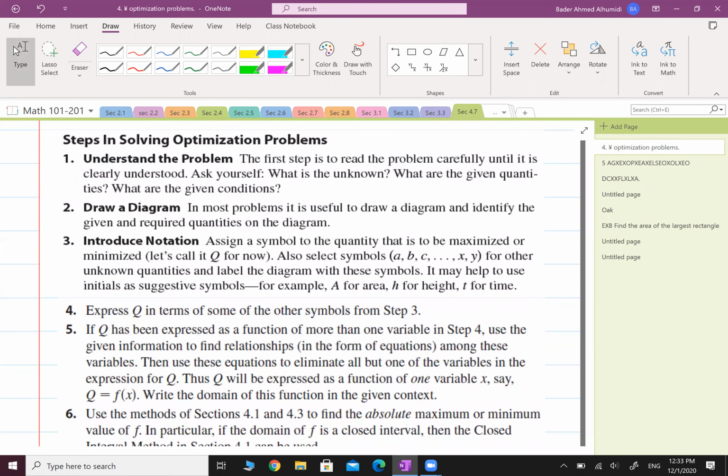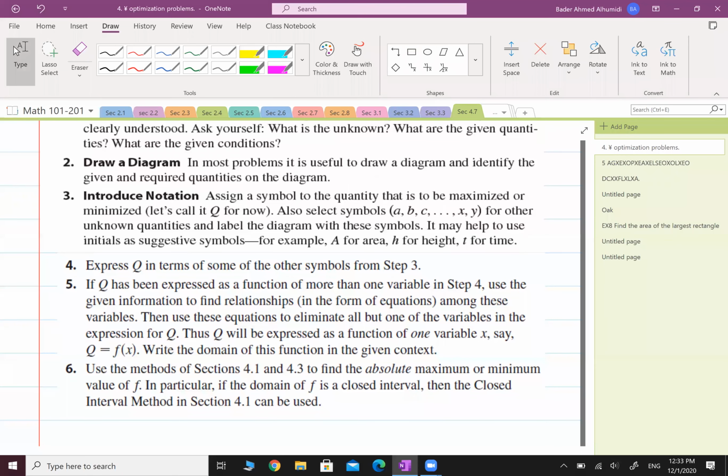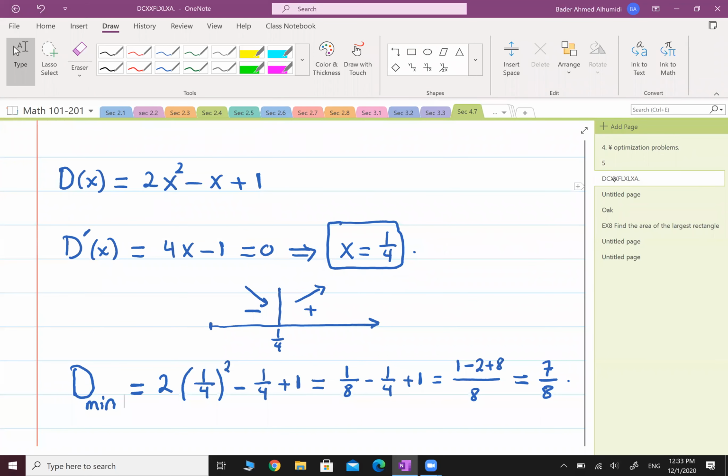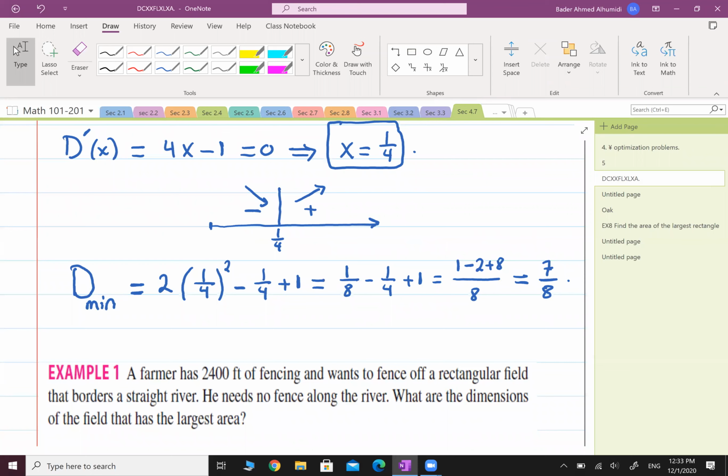Yes, this is the pattern here. First, you need to understand what is going on, what is needed. Then you draw a diagram. Then you need to put some notations. Then you need to express the quantity to be maximized or minimized. Give it a name: area A, distance D, height H, whatever you like. And then number 5, try to write this quantity in terms of a single variable. And number 6, you need to use the ideas of 4.1 up to 4.3 to locate the maximum and minimum values. Is this point clear? Now we have a very interesting example in the book.